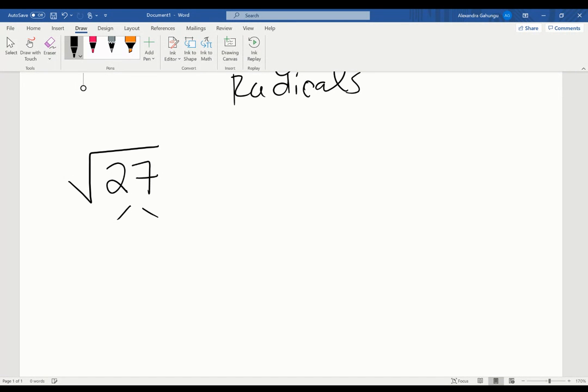So for 27, let's say I don't know what perfect squares there are. Perfect squares are like 1 squared equals 1, 2 squared equals 4, 3 squared equals 9. So we're trying to see which numbers have perfect square factors in them under this square root. You can just know that there are perfect squares, or you can draw a little factor tree to figure it out.